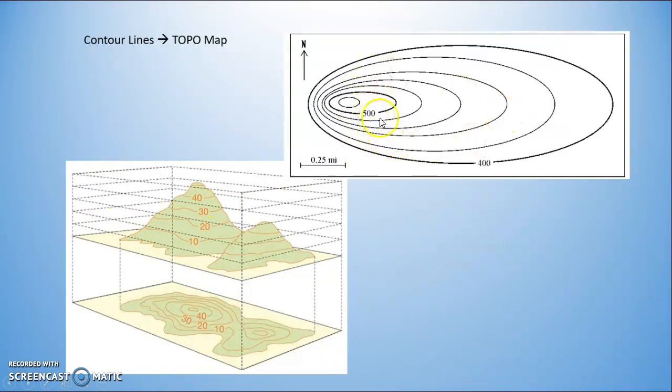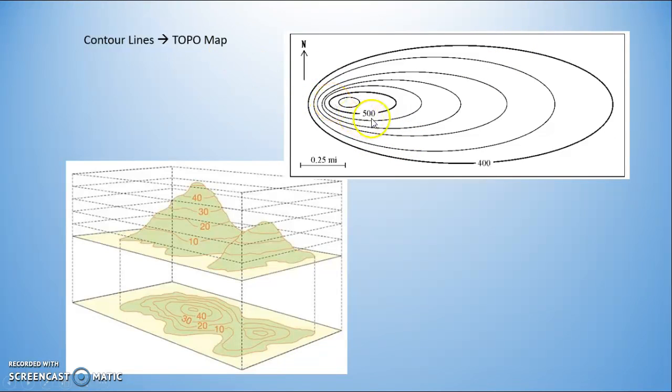If you notice on this top right map, not all of these contour lines are labeled. The contour lines that are labeled, these 400 and 500, are known as the index contours. They are telling you what that elevation is. So we're going to say this is feet, so that's 400 feet. This is 500 feet. What we need to determine here is the contour interval.